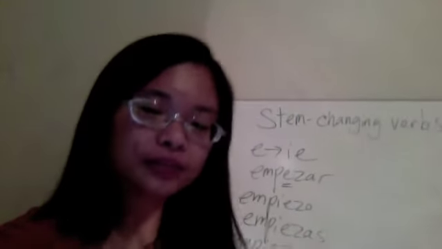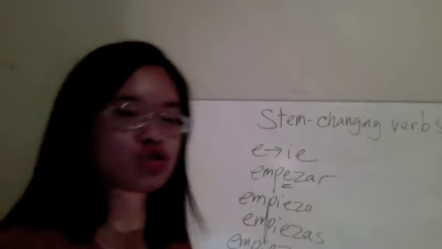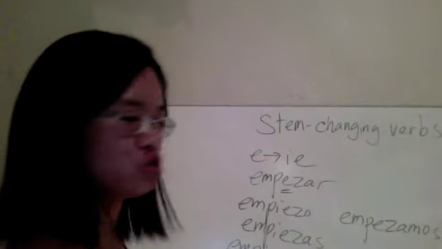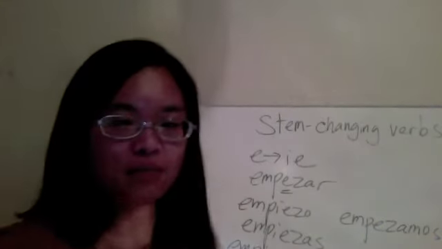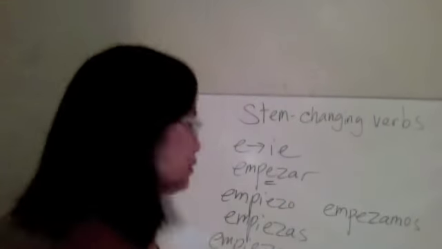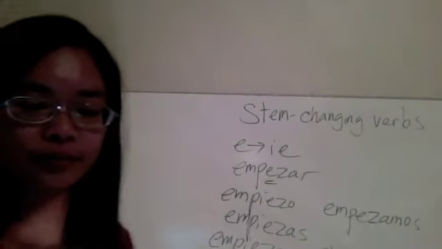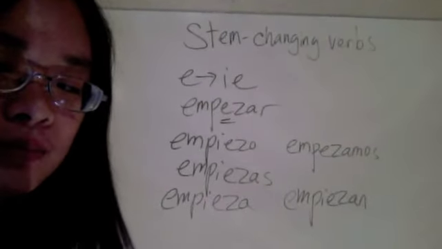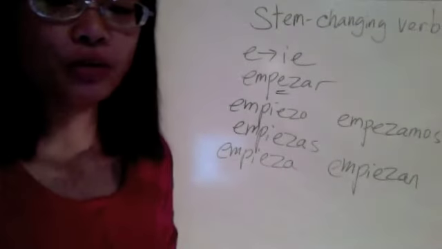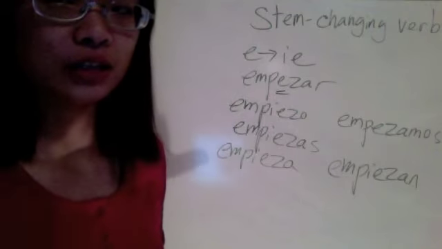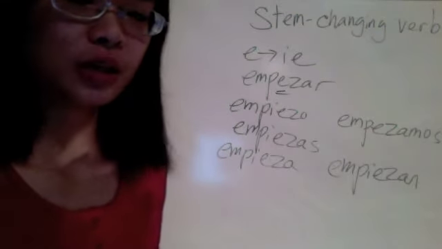Nosotros again. Remember when we talk about the shoe verbs? The reason why the nosotros form stays out of the shoe is because it does not have stem change. Ellos, ellas, ustedes empiezan. Is this what you get? Good job!